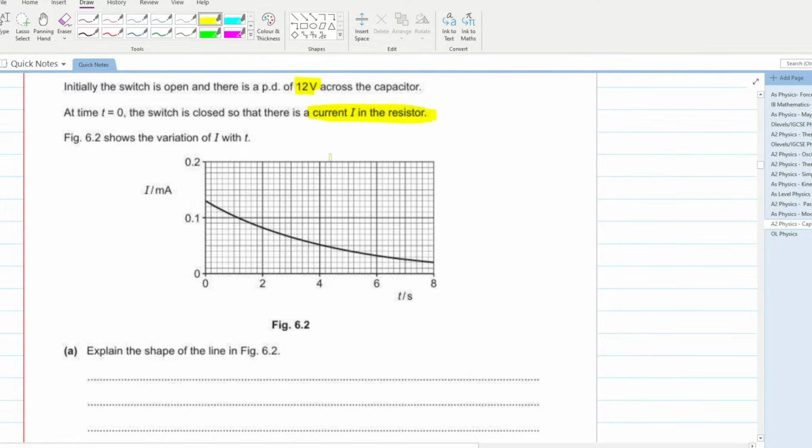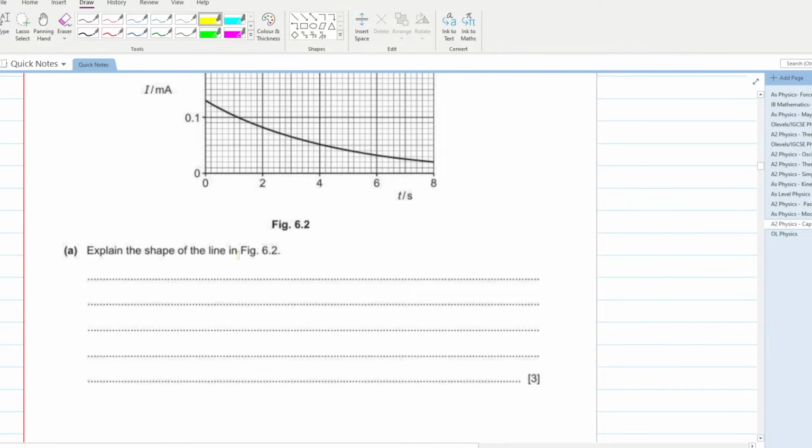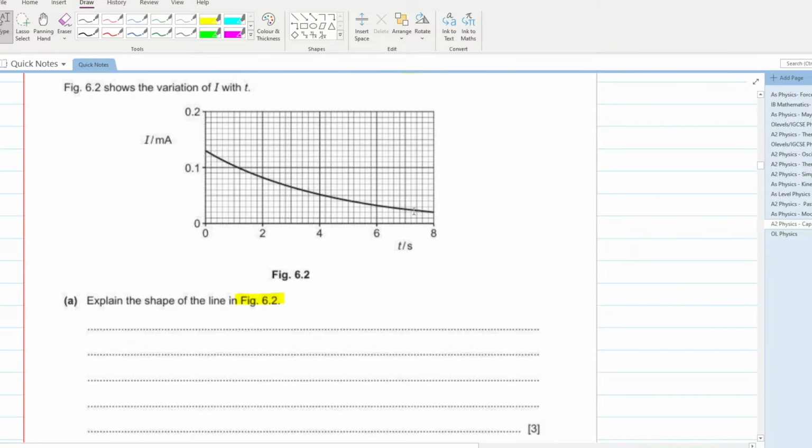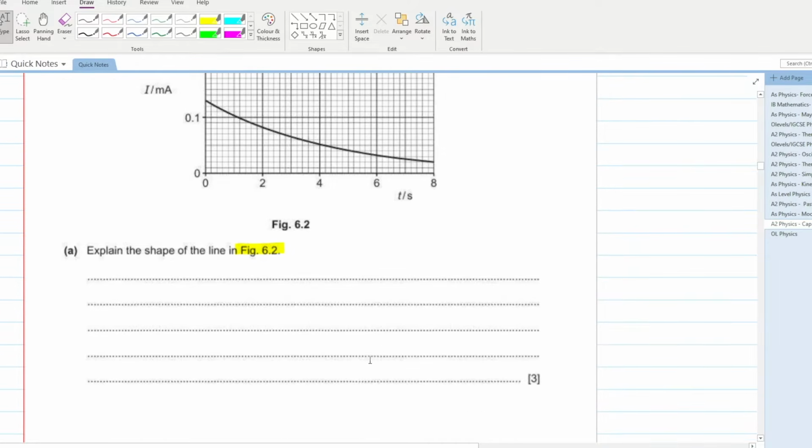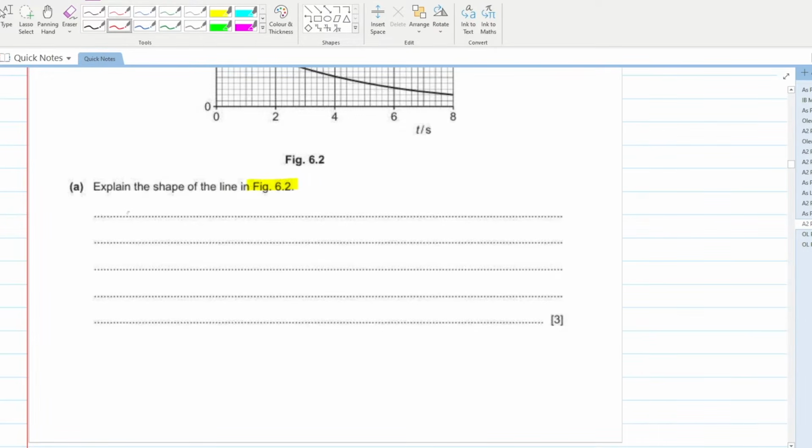Let's further move ahead. Explain the shape of the line in figure 6.2. We have to explain the shape of this line in figure 6.2, and it is a 3 marks question. So we have to write the answer in a logical manner. So how will we phrase this answer? First of all, we will say that the potential difference across the resistor is equal to the potential difference across the capacitor.